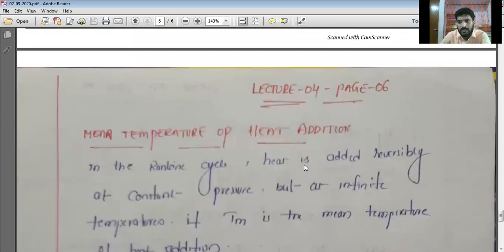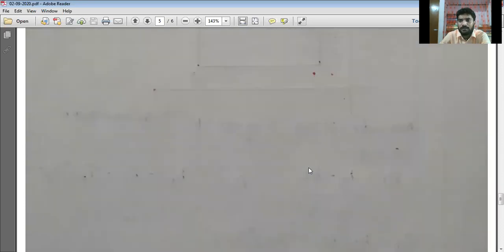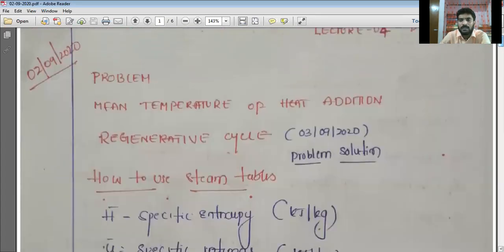Today I can stop here. In tomorrow's session we will discuss regeneration and the regenerative cycle. This is also a thermal efficiency improving method. This is the final conclusion: today's discussion was the problem and the mean temperature of heat addition. Tomorrow we will discuss the regenerative cycle of the Rankine cycle, the last efficiency improving technique. Okay, thank you.